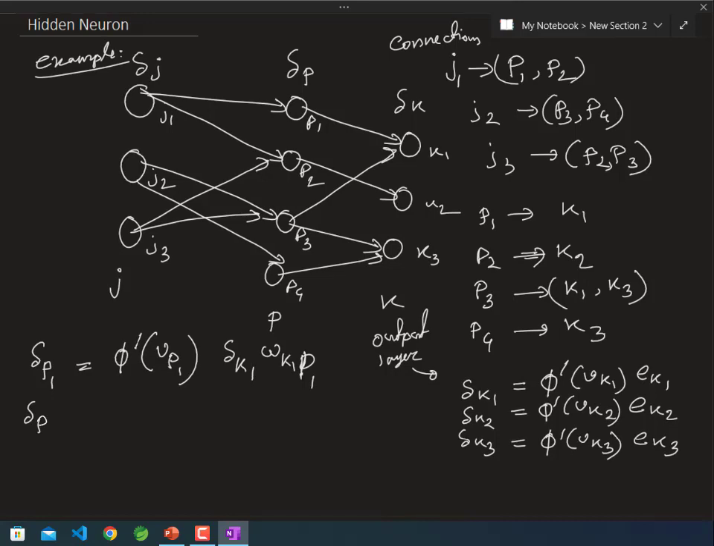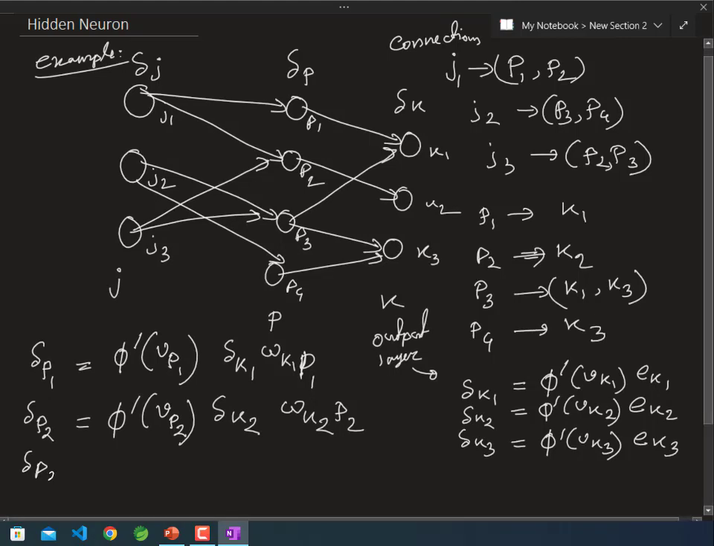And what about the delta P2? If we consider the delta P2, it is also connected with K2 directly, so we can say phi prime of V P2 times delta K2 and the weight W K2 P2, right? This has been considered as the portion of the connectivity of delta P2, the local gradient.